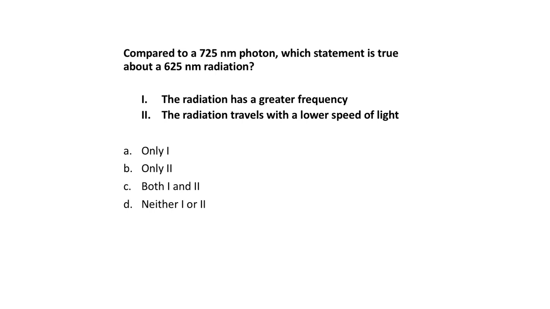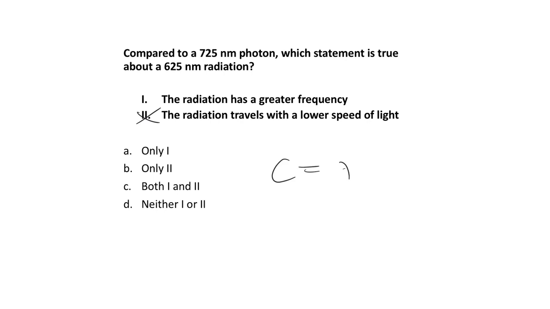So let's look at this one here. Compared to 725 nanometer photons, what is true about a 625 nanometer photon? The radiation has a greater frequency. The radiation travels at a lower speed of light. Statement 2 is obviously incorrect, right? They both travel at the same speed of light. So both photons travel at the exact same speed, so statement 2 is not true.